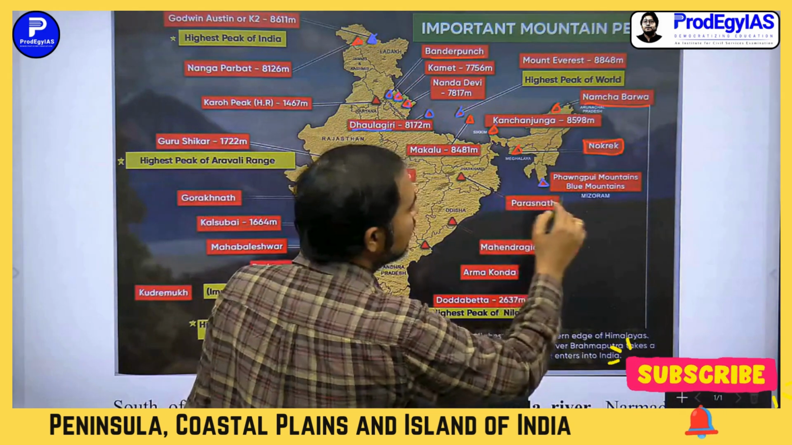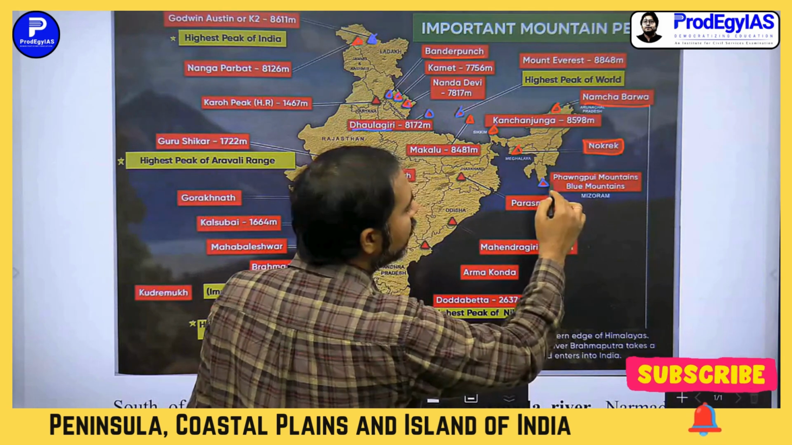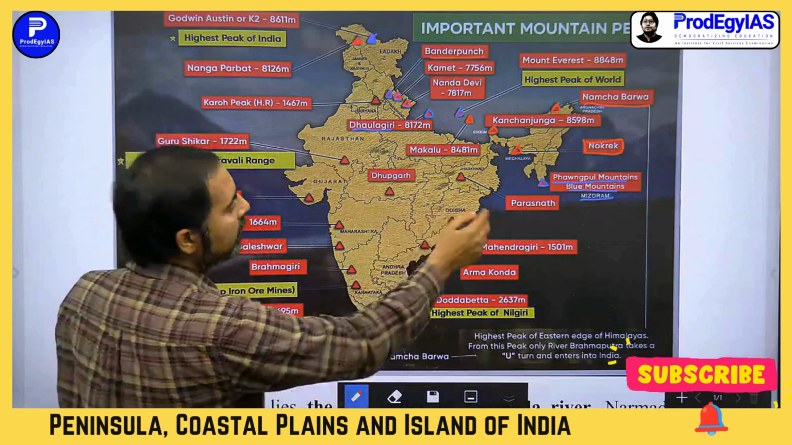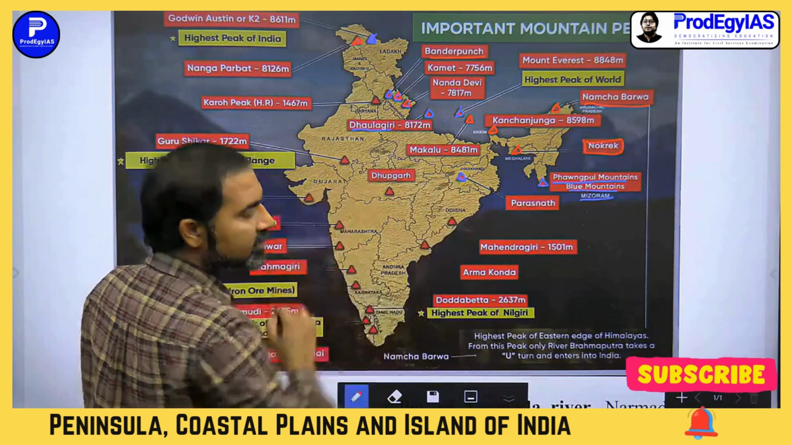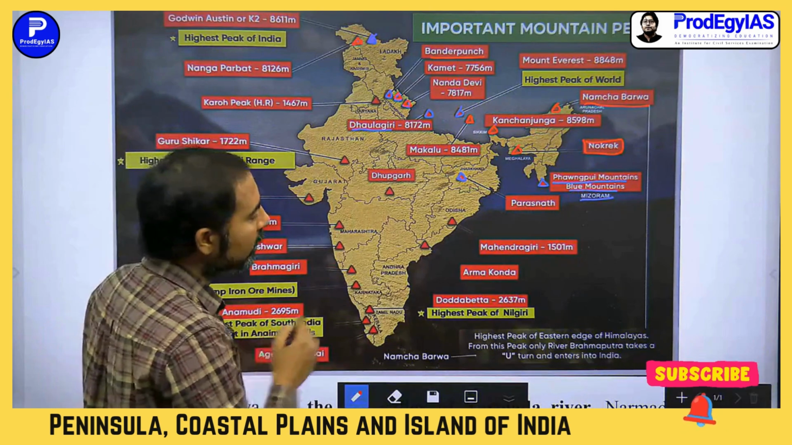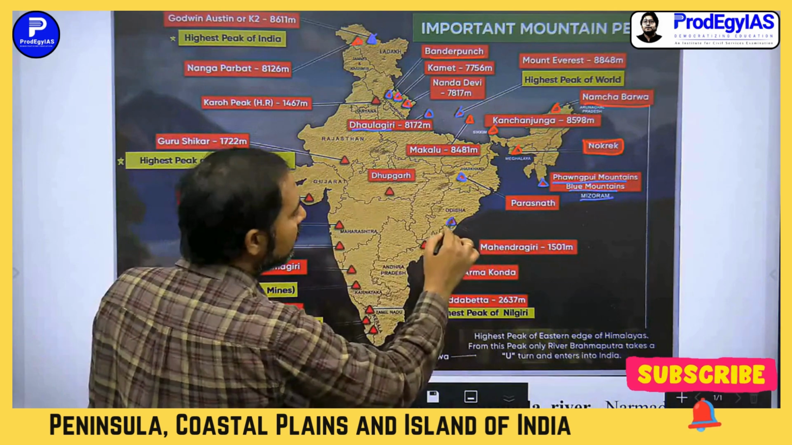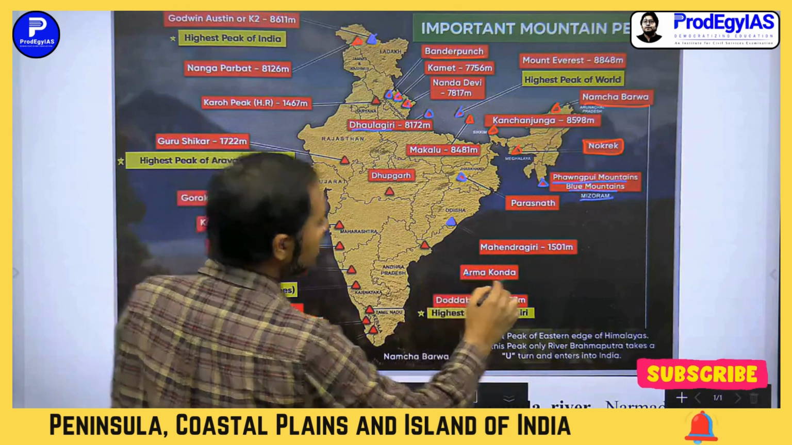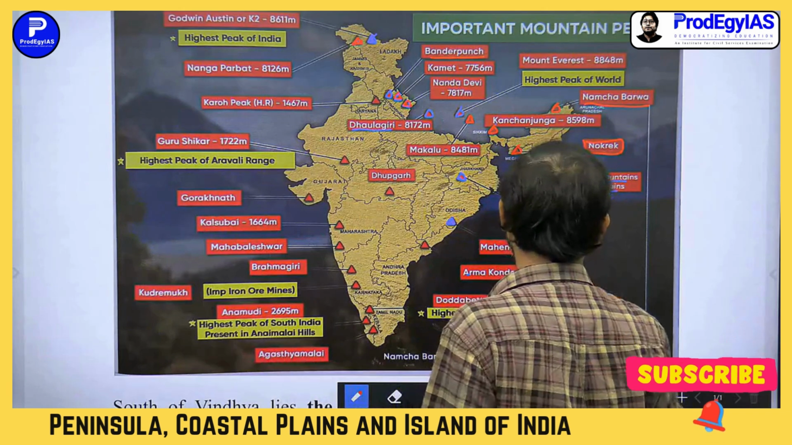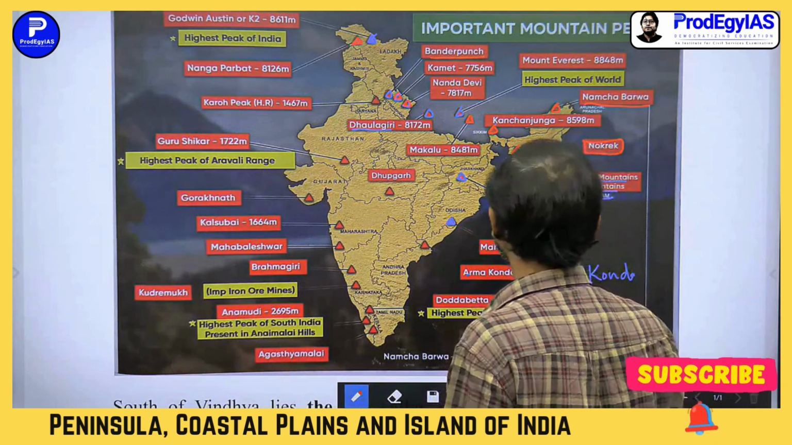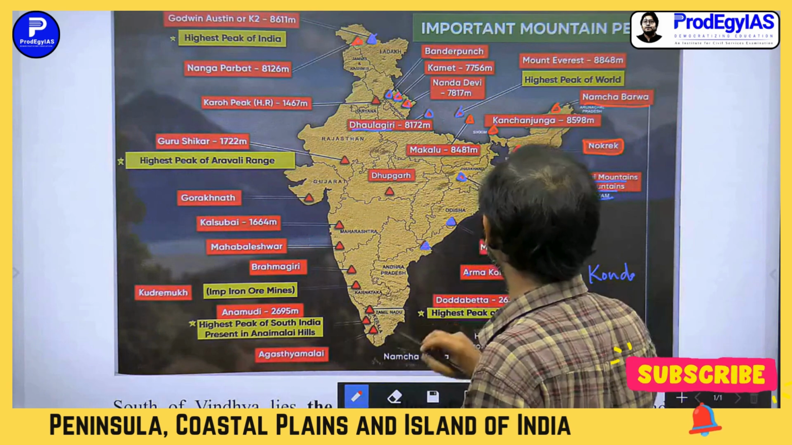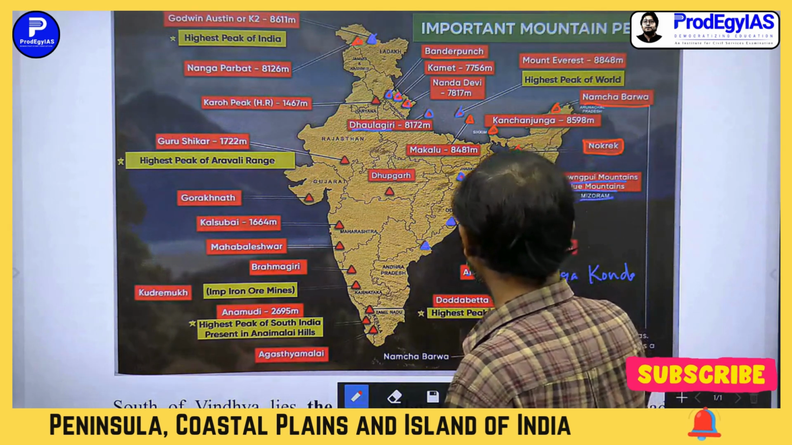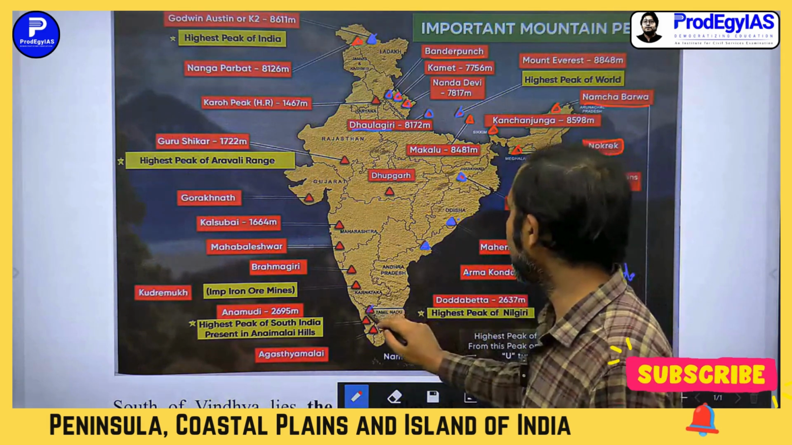So this is the highest peak of the Phawngpui Mountains or Blue Mountains in Mizoram. Then here Parasnath, the highest peak of this plateau, the Chota Nagpur Plateau. Mahendragiri, Arma Konda. It is known as Arma Konda, not Armakoda. This is Mahendragiri, Arma Konda. Then the highest peak of Nilgiri, this is Doddabetta.